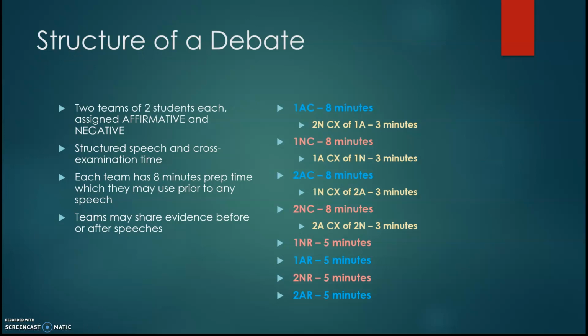Here briefly is the structure of how a debate round works. There are 2 teams of 2 students each from different schools. One team has been assigned the affirmative and one team has been assigned the negative. It's important that you know that those are assigned, that they don't get to pick which side of the debate they're going to be on in a particular round.